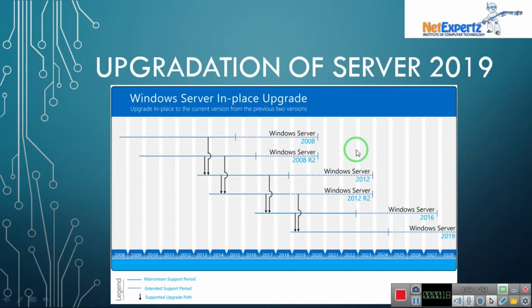Before we start the upgrade to Server 2019, we need to understand the scenarios. We'll start with Windows Server 2008. If I'm using Windows Server 2008, first we need to upgrade to Server 2008 R2, then 2012, then 2012 R2, then 2016, and then 2019. So this is the process. It's not like you can upgrade directly from Server 2008 to 2016 or 2008 to 2019. So we need to understand it one by one.